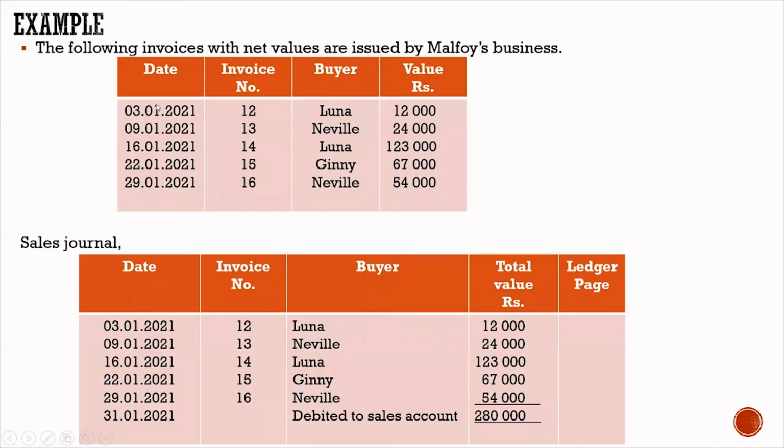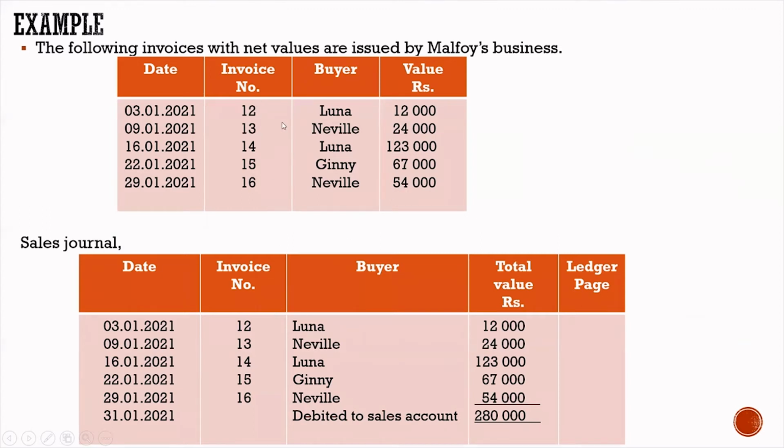Right, so this is an example of the invoices issued by Malfoy's business, right? So these are the invoice numbers. For Luna, we have invoice number 12. For Luna, the value is 12,000. Invoice number 13 for Neville, it is 24,000. Again, an invoice to the same person, Luna, 423,000. For Ginny, 67,000. And again to Neville, 54,000.